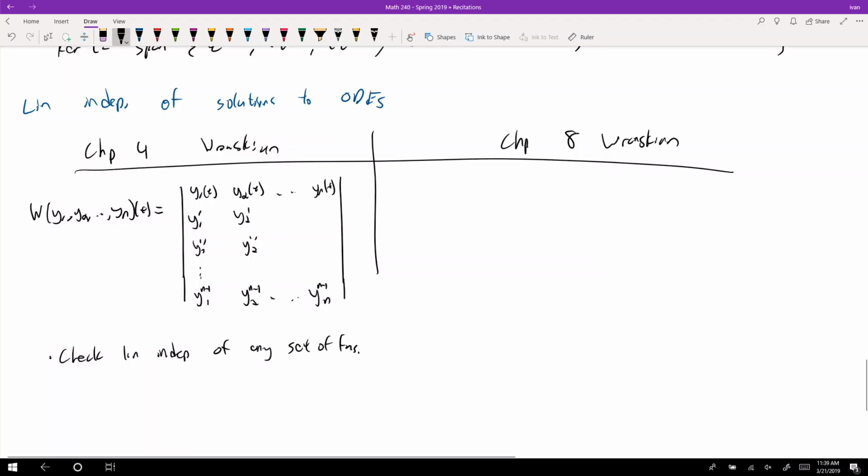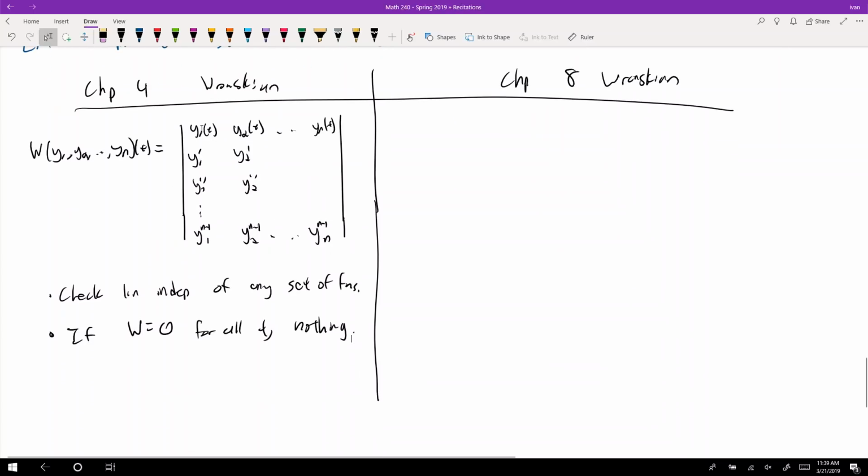All right, and how did we determine linear independence? Well, if you remember, if W equals 0 for all t, remember what happens? Nothing, absolutely nothing happens, right? This test was inconclusive if W equaled 0 for every t. So no matter what t we plugged into the Wronskian and took the determinant, it doesn't matter if it were 0, because it doesn't tell us anything.